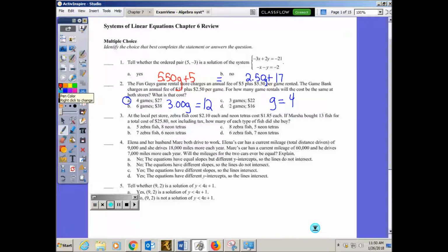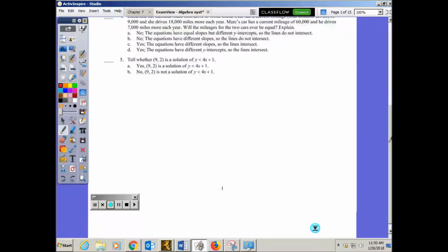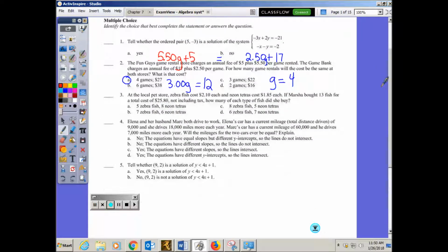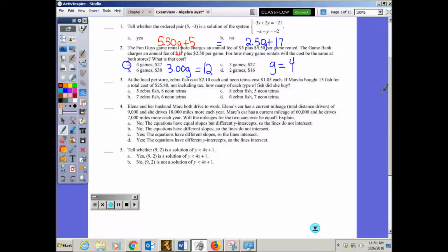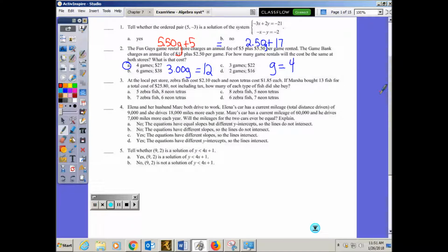So for the next problem, at the local pet store, zebra fish cost $2.10, and neon tetras cost $1.85 each. Marcia bought 13 fish for a total cost of $25.80. This, to me, is probably the most difficult problem of it.